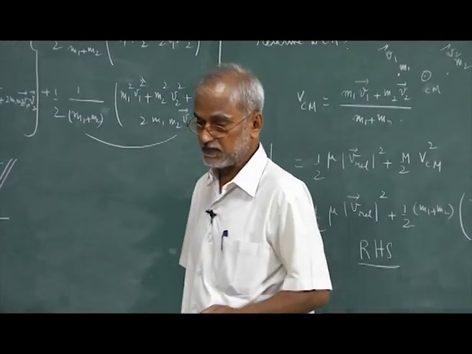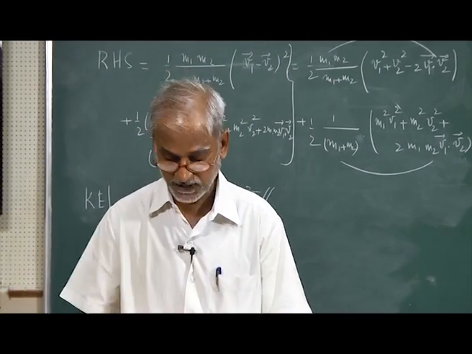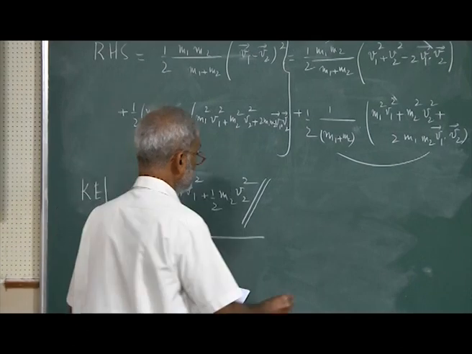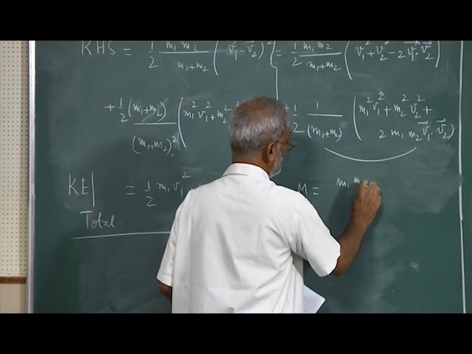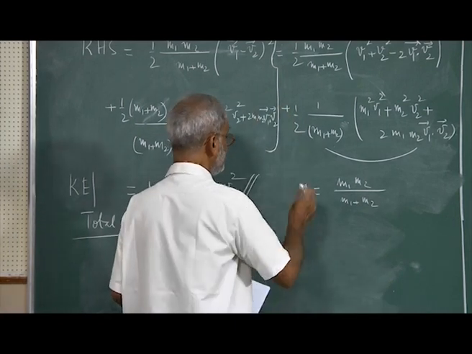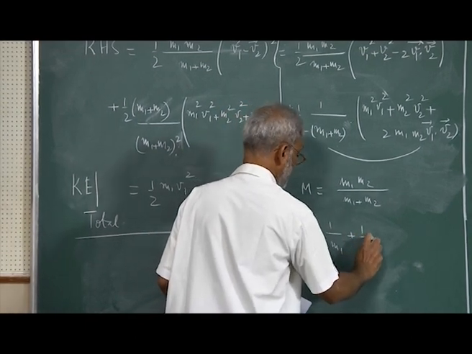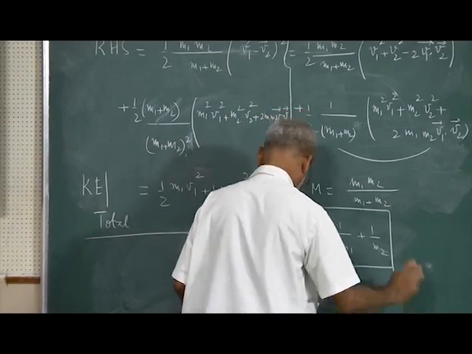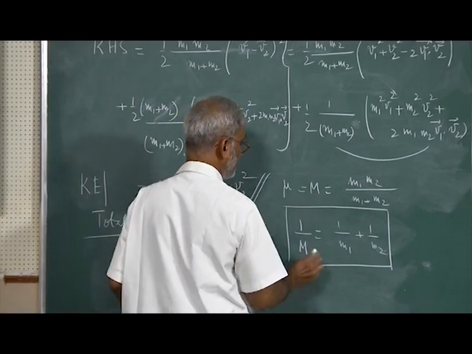So now we will do a few more problems later. Now we will make some comments about the center of mass. How is it defined? The reduced mass of a system is defined as m1 m2 by m1 plus m2. Now we invert it, so I will have 1 by mu is equal to 1 by m1 plus 1 by m2. We call it mu, and I always use this symbol.